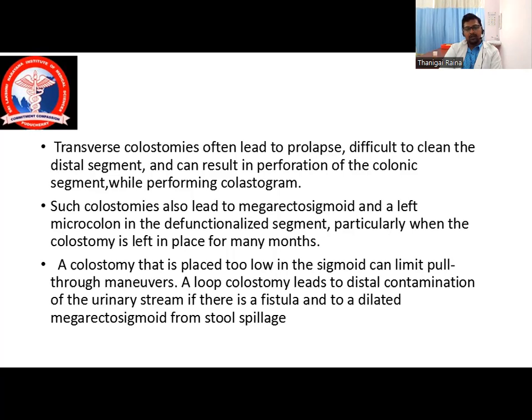A colostomy that is placed too low in the sigmoid can limit pull-through maneuvers. A loop colostomy leads to distal contamination of the urinary system. So, if there is a fistula, it can be dilated, and megarectosigmoid can result from stool spillage.